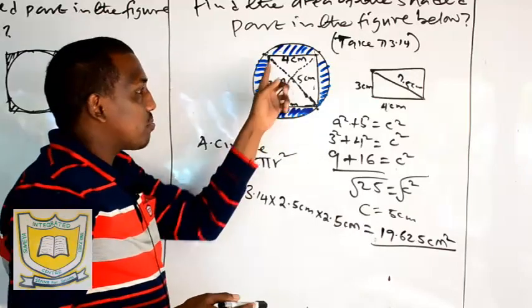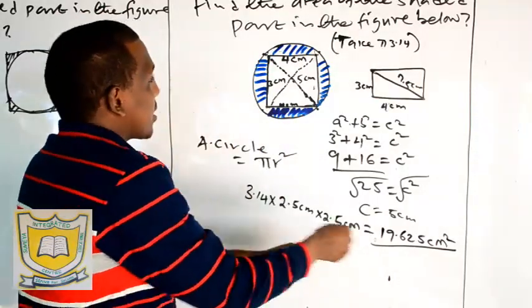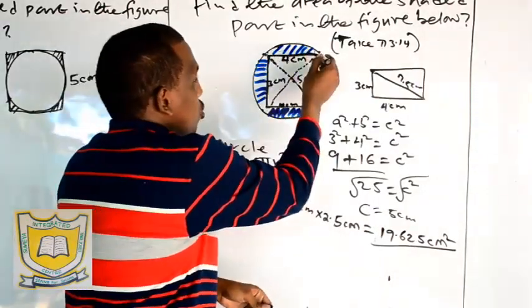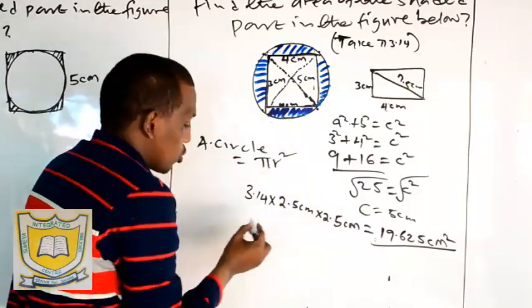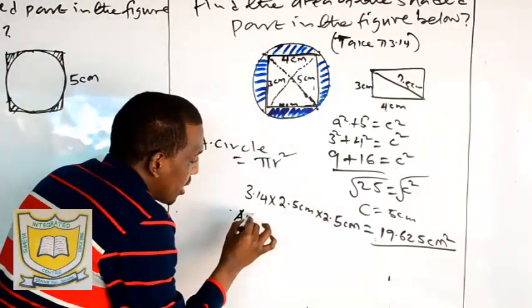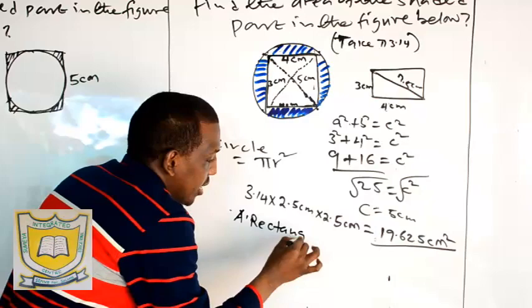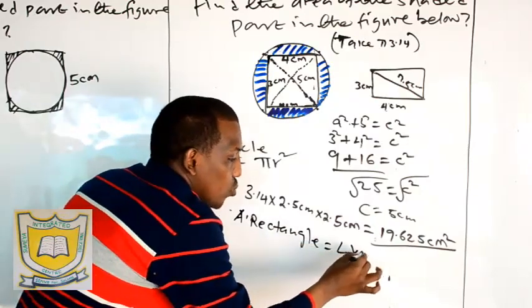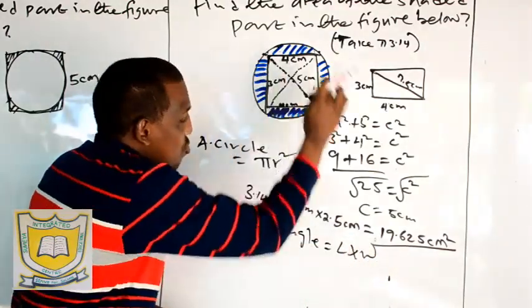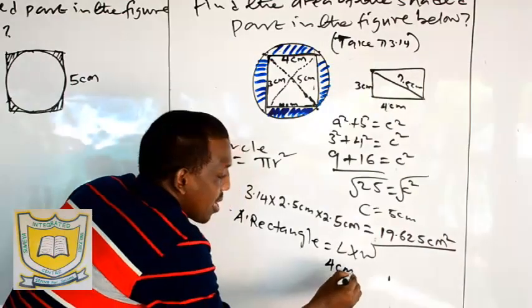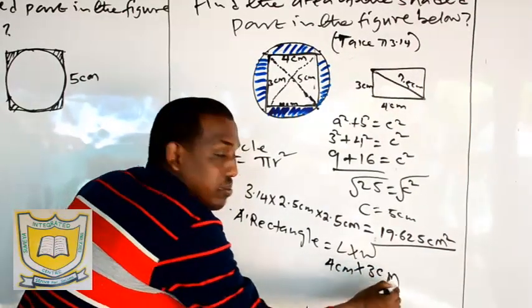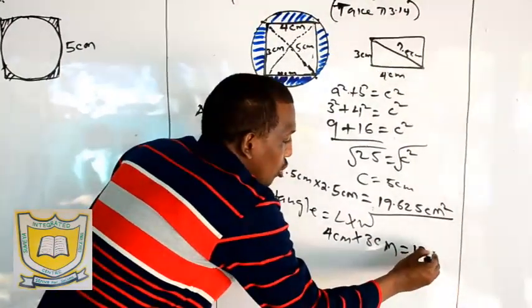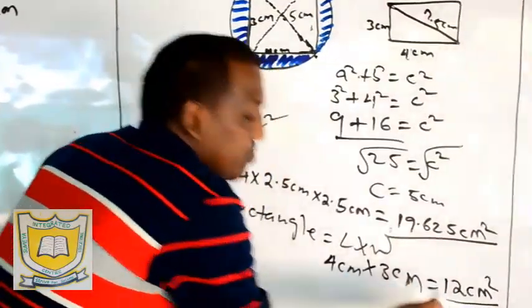So what's remaining is the rectangle. Remember, the length is 4 and the width is 3. So we get the area of the rectangle. Area of the rectangle is equal to length times width. Length, which is 4 centimeter, multiplied by 3 centimeter, is equal to 12 centimeter squared.